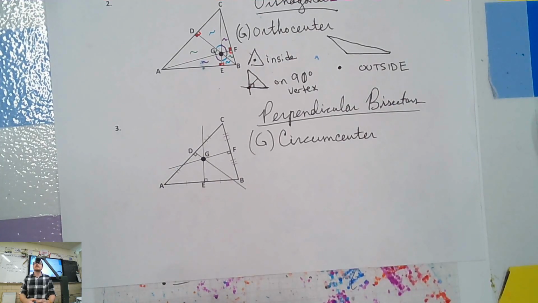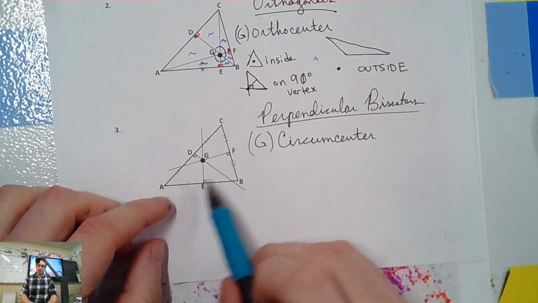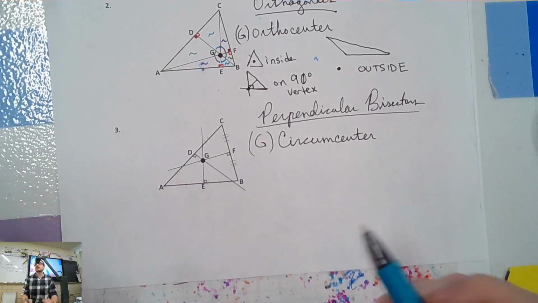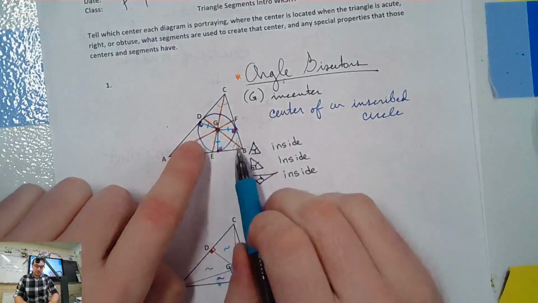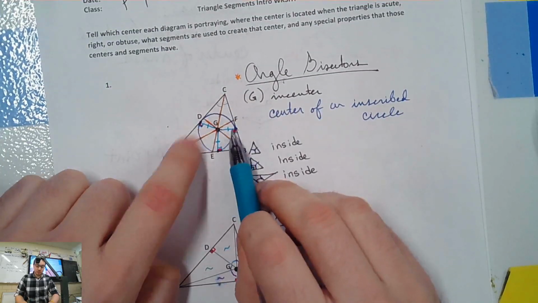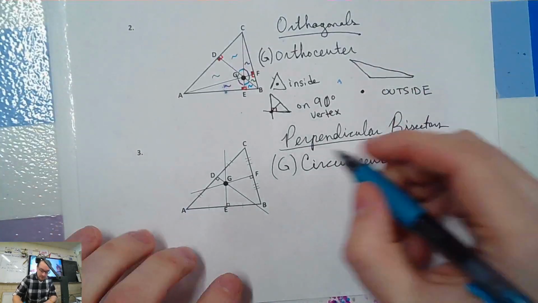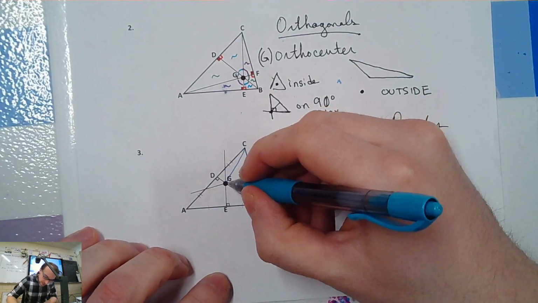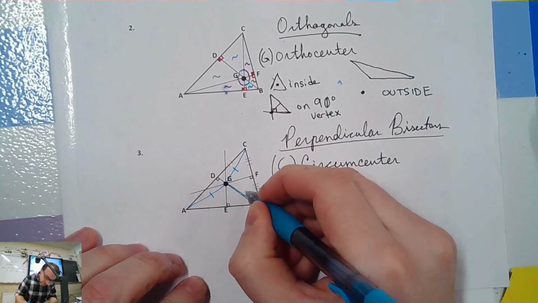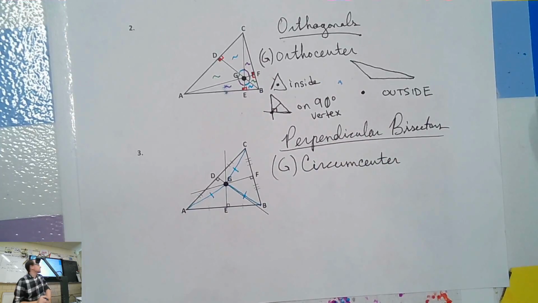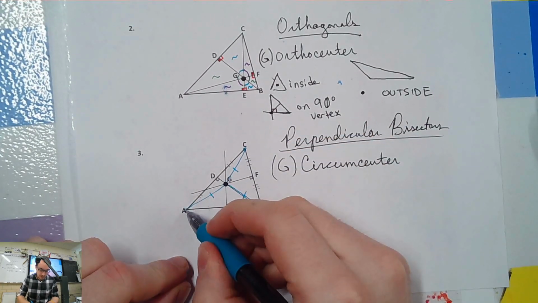So, circumference means circle. Where's the circle? It's not inside, no way, right? Turns out G is not the same distance from the sides like the incenter is, right? G is the same distance from the vertices. These will all be the same. Does that make sense? G is the same distance from all the vertices.